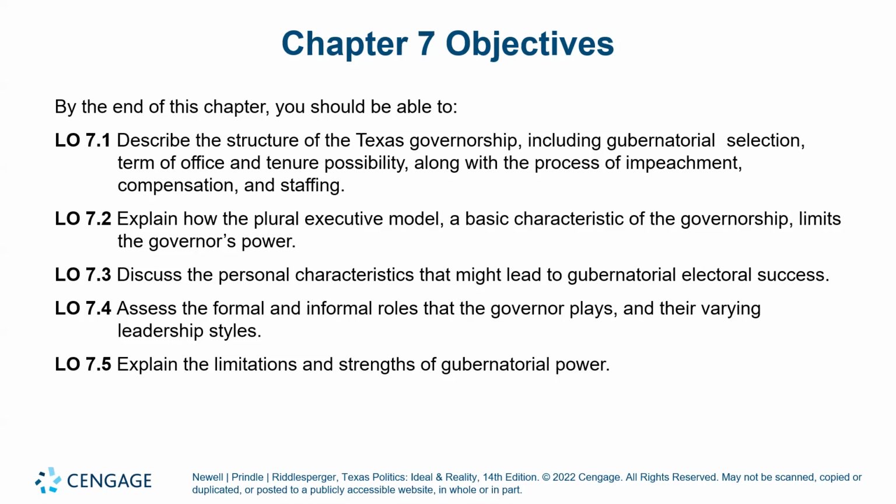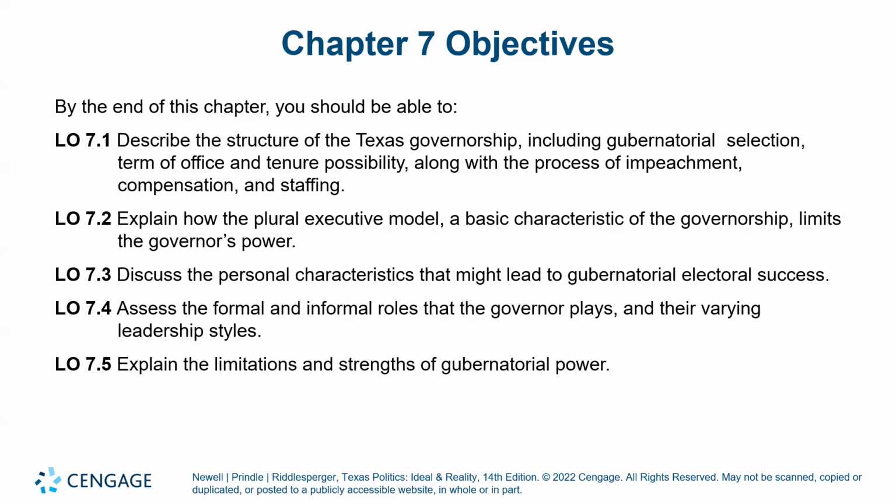Explain how the plural executive model, a basic characteristic of the governorship, limits the governor's power. This has been a theme that we have definitely been taking a look at throughout this class. When we compare the Texas executive to the federal executive, we see that the governor is greatly limited in their power when compared to the president. The president is basically the head of the executive branch at the federal level, and pretty much has almost complete control within the executive branch and the different departments and agencies that flow from the president.